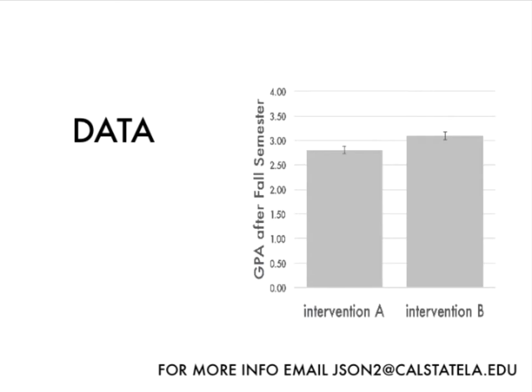And this is really small, but we randomly assigned these 200 incoming freshmen to condition A and condition B. And three months later, we have a significant improvement in GPA in intervention B. Now you must be asking yourself, tell me more about intervention B, right? Because it turns out, even when you control for high school achievement, high school GPA, we still have a significant effect.